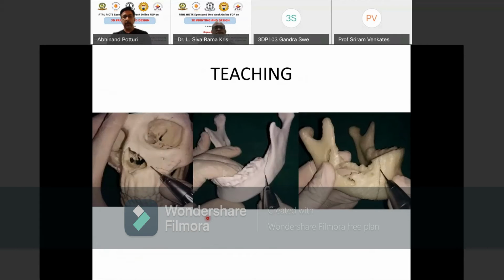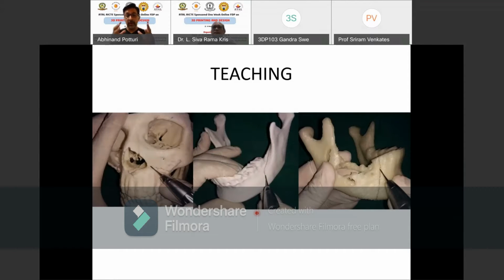This is another advantage of 3D printing, where it becomes very easy for us to teach our undergraduates and our postgraduates, because you have this printed model. They will be able to understand the three-dimensionality of a live individual, or of a screen, which is a two-dimensional image. You cannot see the bone in all dimensions by rotating it in all planes. But if you have a 3D model in your hand, you can see the inside part, the outside part, the upper part, the lower part, everything just by rotating it in your hand. So students will be able to understand the concepts very, very easily.